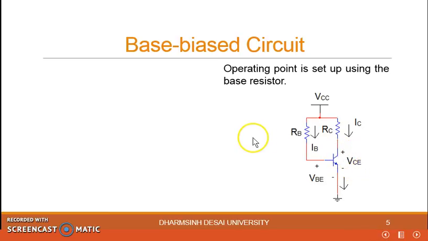We can see here, I will show you, that if you apply KVL on the input side from top to bottom, you will get the drops IB, RB, VBE.